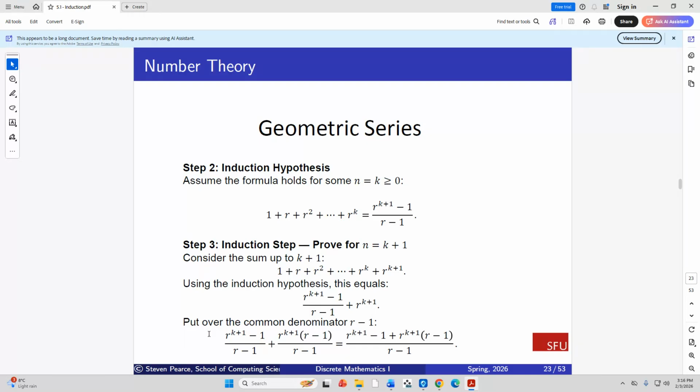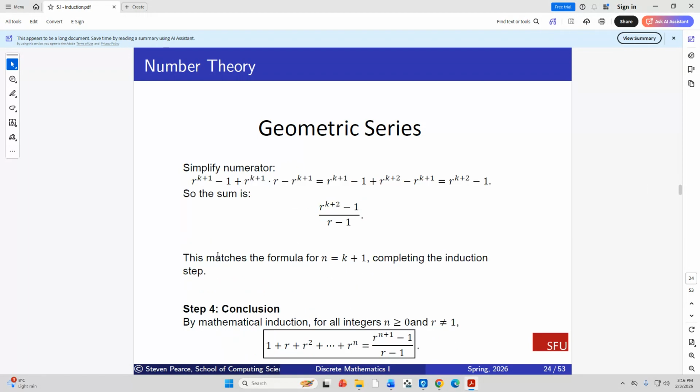Now you pull over the common denominator, r minus 1, and simplify. What do you get? You simplify the numerator. Just do this algebra yourself, and you can see it's obvious. We're going to arrive at this conclusion for k plus 1. So it is true. We end up with r to the k plus 2 minus 1 over r minus 1. That's this right here. So the sum is exactly what we were deriving in the first place.